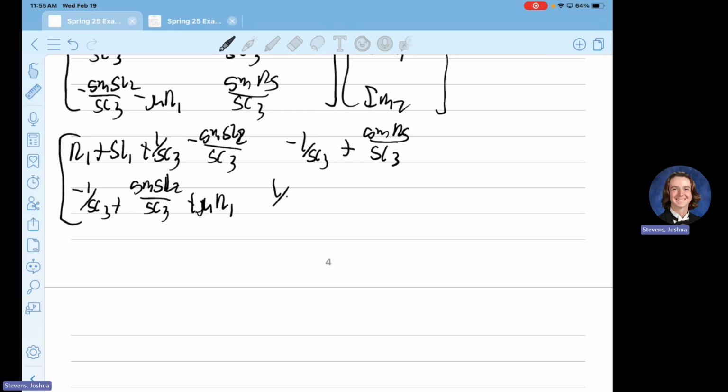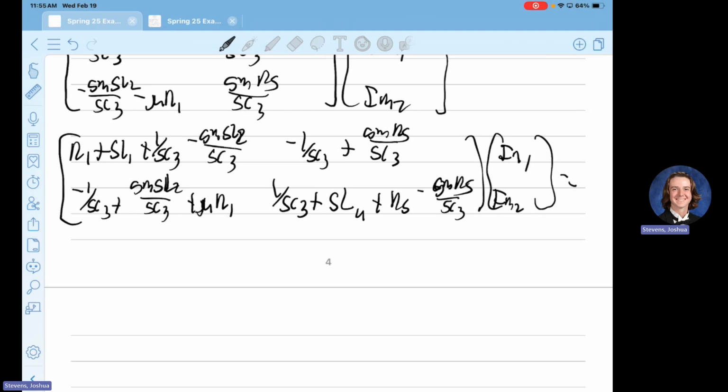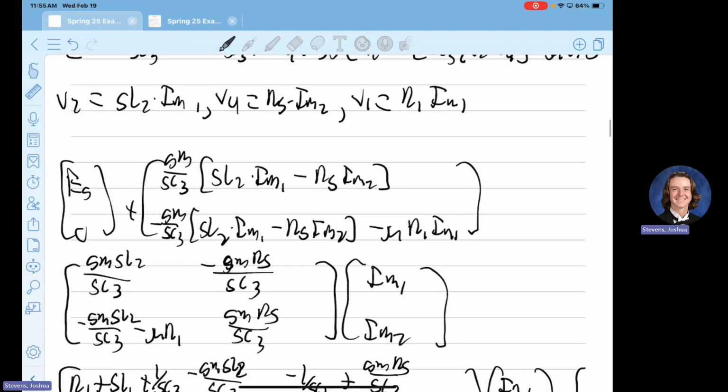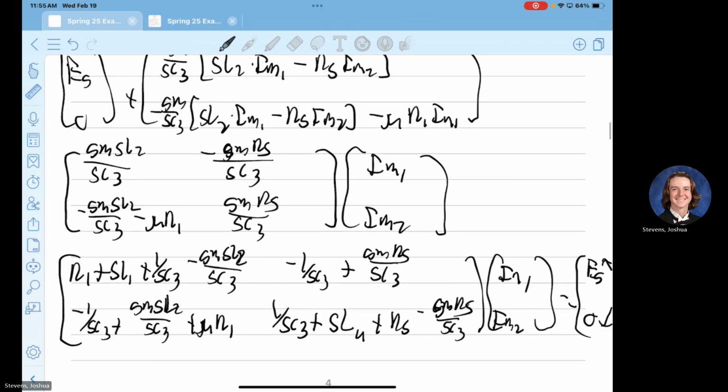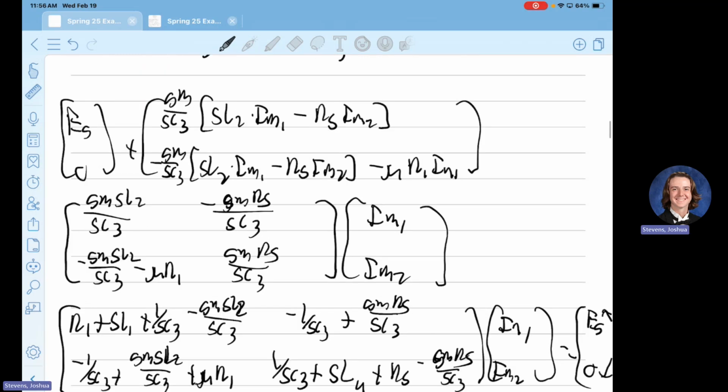And then the bottom right is 1 over SC3 plus SL4 plus R5 minus GM R5 over SC3. Holy crap, that's a lot. IM1, IM2, and that all equals EG. Do y'all agree? It's a lot of letters.